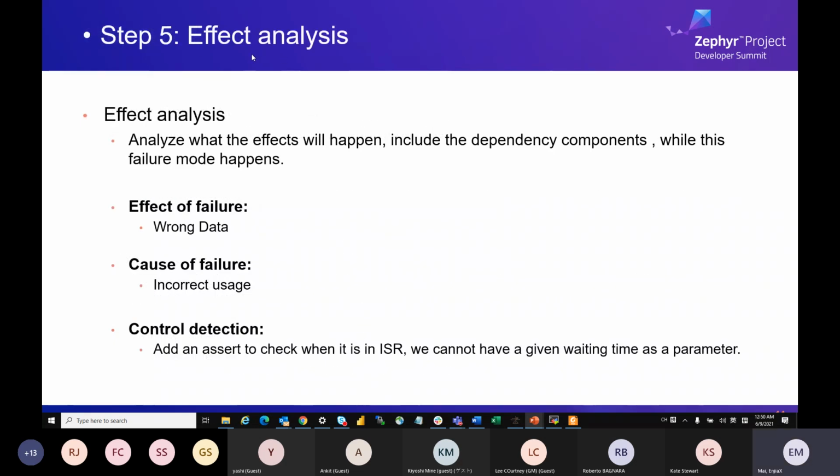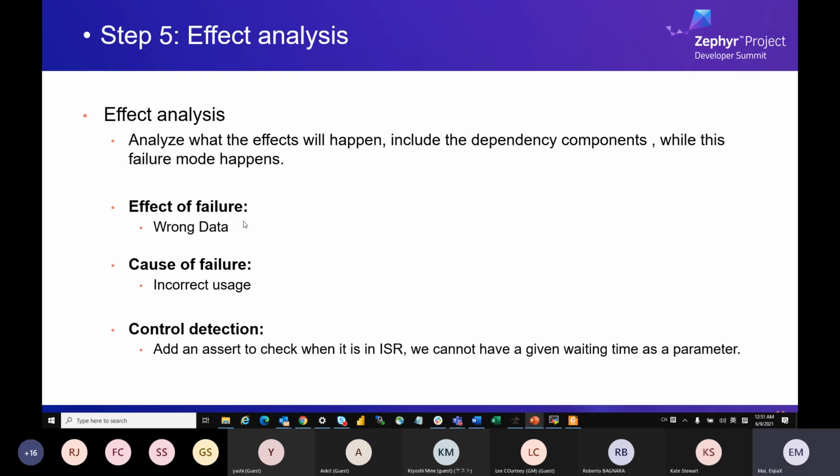Okay, so let's go to step 5, effect analysis. Effect analysis is to analyze what effect will happen, including the dependency components, while this failure mode might happen. This example is very simple, so I didn't talk too much about the dependency component, but actually in our practice, the dependencies also need to be considered. Okay, so the effect of failure in this example will be wrong data. If you use the delay when you take the semaphore, it means that you might go into sleep and the interrupt might be delayed or missed in this case.